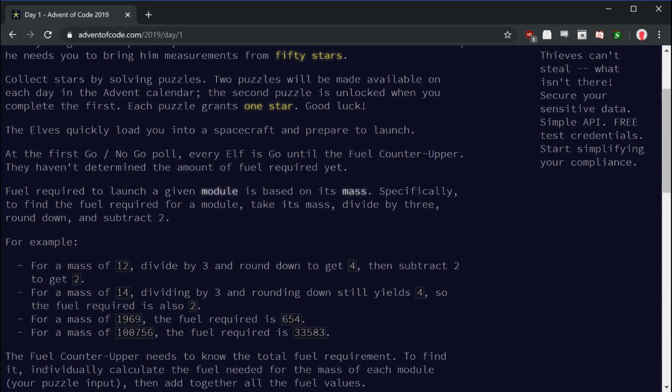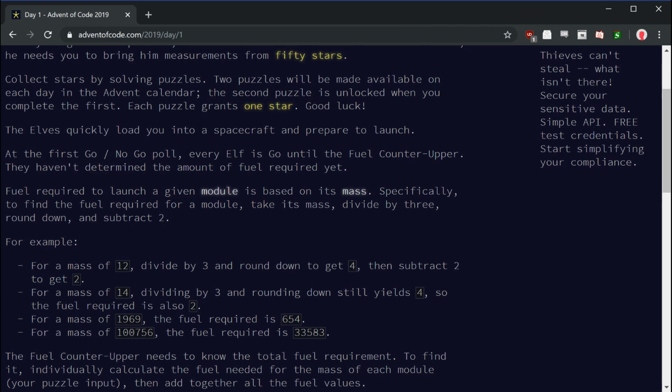The elves quickly load you into a spacecraft and prepare to launch. At the first go, no-go poll, every elf is go until the fuel counter upper. They haven't determined the amount of fuel required yet. Fuel required to launch a given module is based on its mass. Specifically, to find the fuel required for a module, take its mass, divide by 3, round down, and subtract 2.